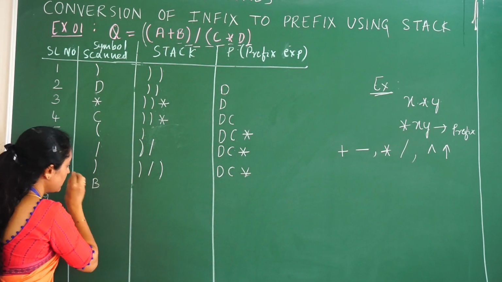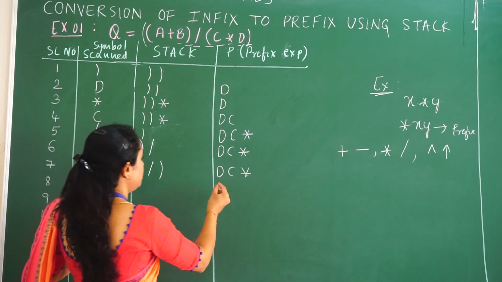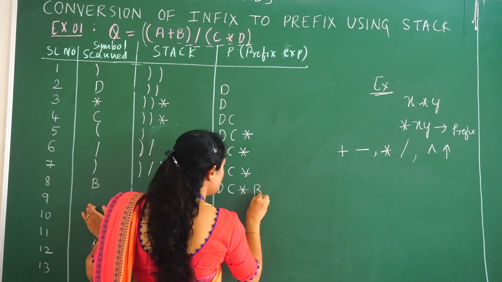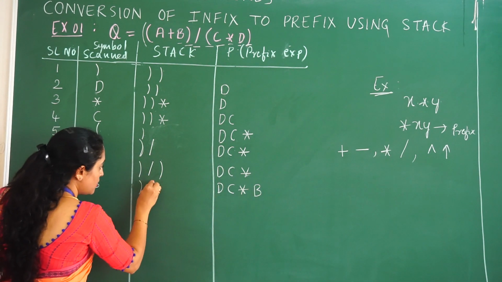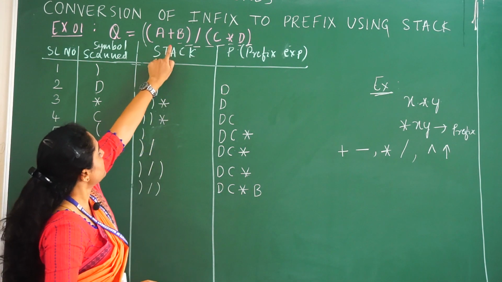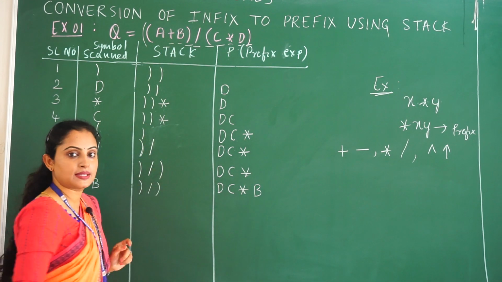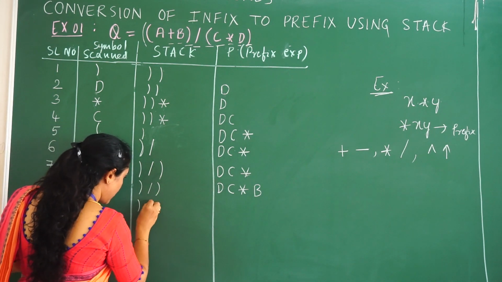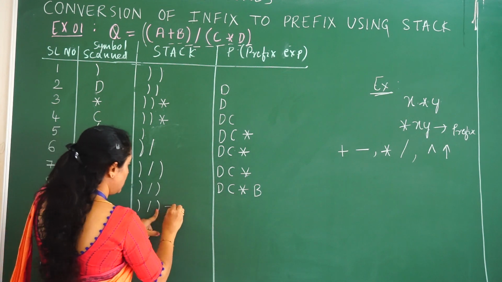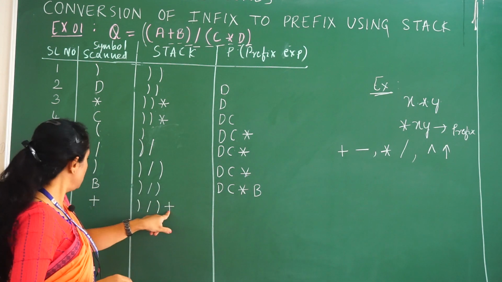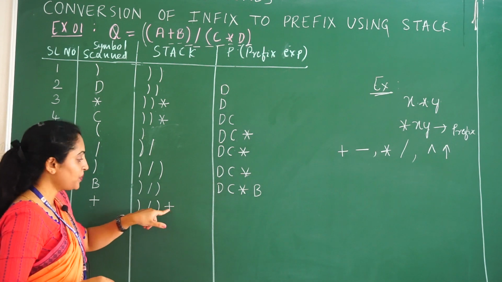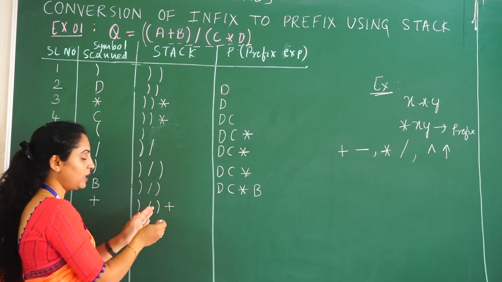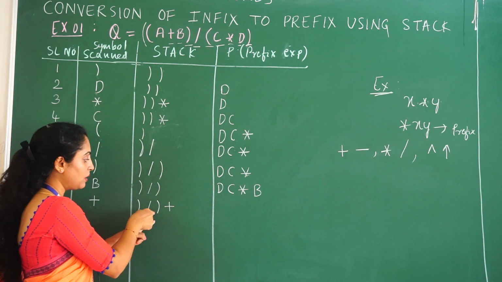So next, let's scan B. Since B is an operand, place it directly in prefix. Okay, the stack remains the same. So next let's scan the operator plus. Plus is an operator, so we have to push it onto the stack. Here the plus operator has less precedence than division. You might ask why I have placed it on top of the stack, but we have to consider that in between there is a right parenthesis here.